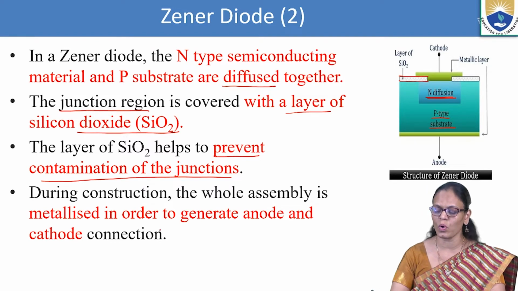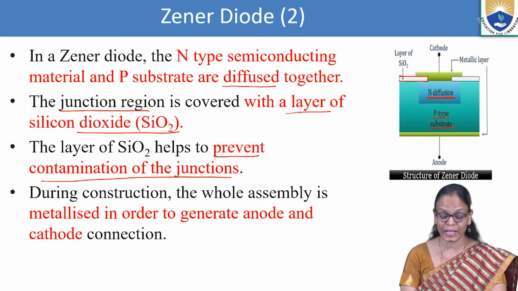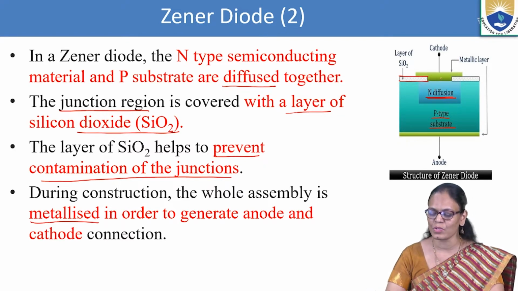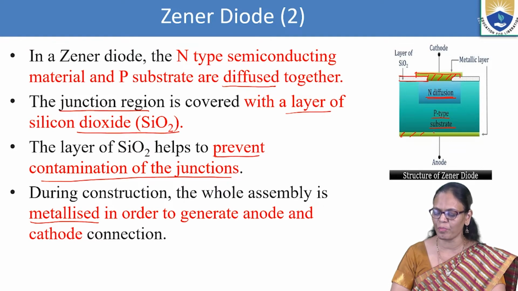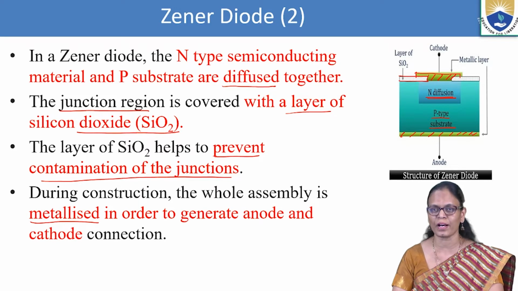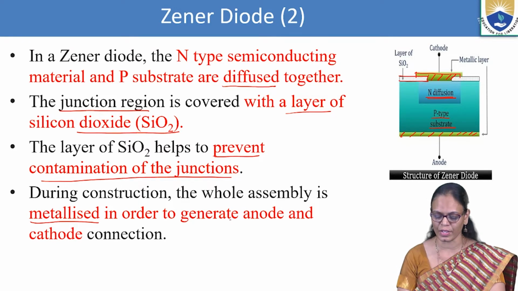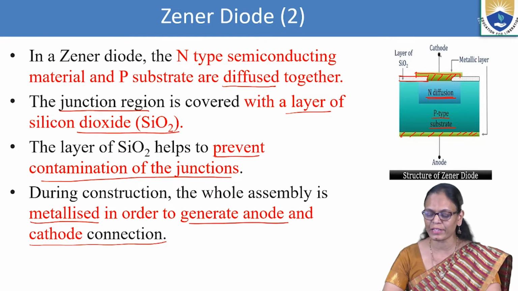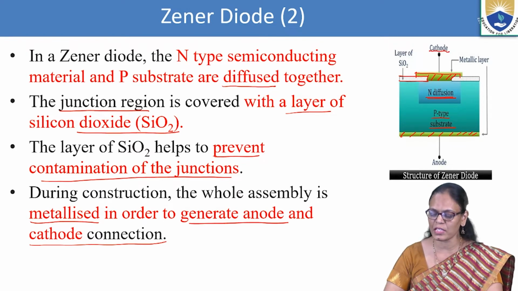And also the whole assembly is metallized, means we'll have metal contacts on both the sides. So this is the metallic layer here. The green one you can see here, this is the metallic layer, and on the bottom also we have a metallic layer. So this helps us to have the connections, electrical contacts to generate anode and cathode connection. So this is the metallic layer which may be connected to the cathode, and this is the metallic layer here which is connected to the anode.